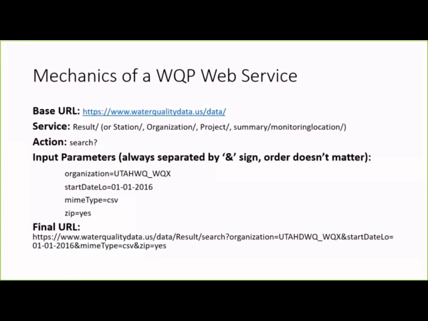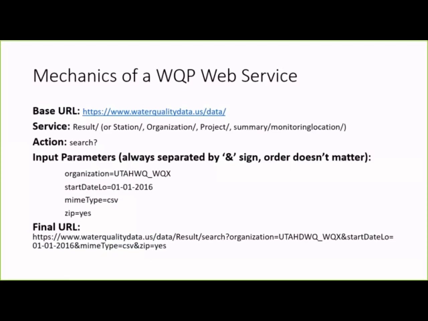The next piece that you add to it is the service, or what question you're trying to ask. You can ask for station information, organization information, project, summary, monitoring location, or result, which is often the typical one. So the result / is the name of the service. And then there's some action. For all of the water quality portal services, there's only one action, and that is a search. That's followed by a question mark. And everything that comes after that question mark are your input parameters.